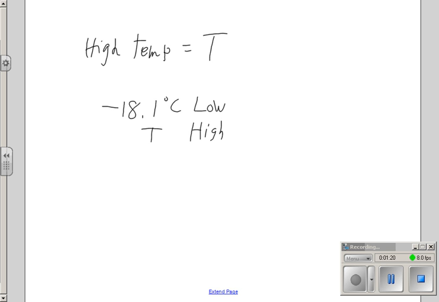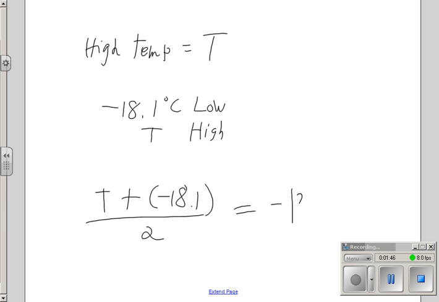So if we add those two together, right? So do T first. T, the high, plus the low. If we add those two together and divide by 2, we will get the average, because that's what average is. If you take the one plus the other and divide by your number of terms, you'll get the average. But it tells us what the average is. It tells us that the average is negative 13.2 degrees Celsius. So whatever the high was plus the low divided by 2 will tell us 13.2 degrees.